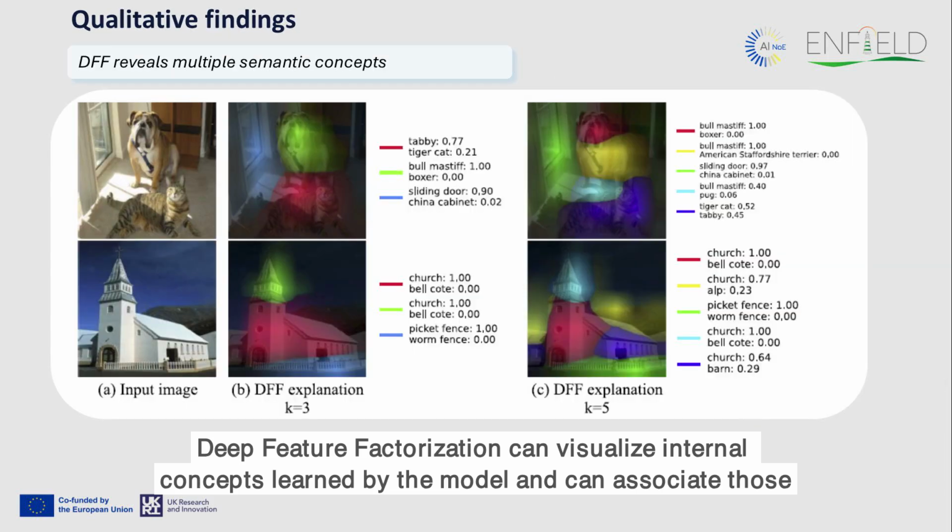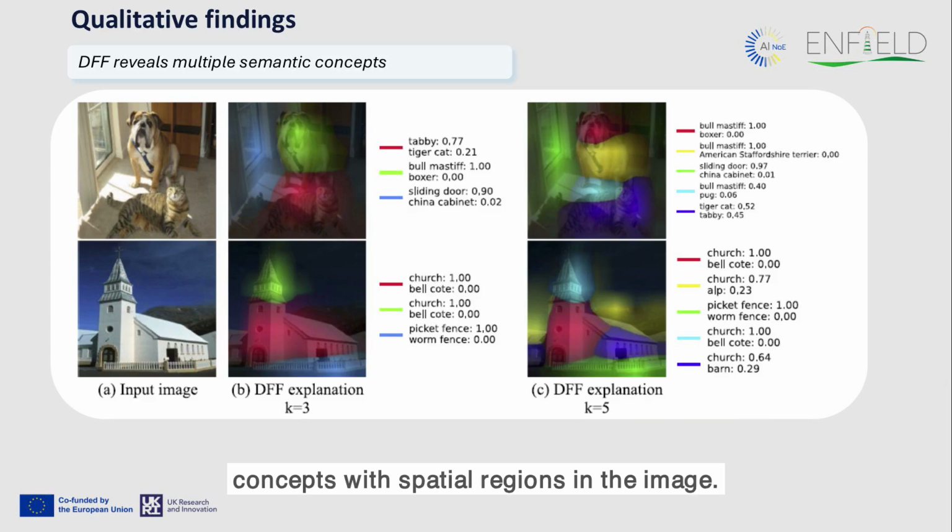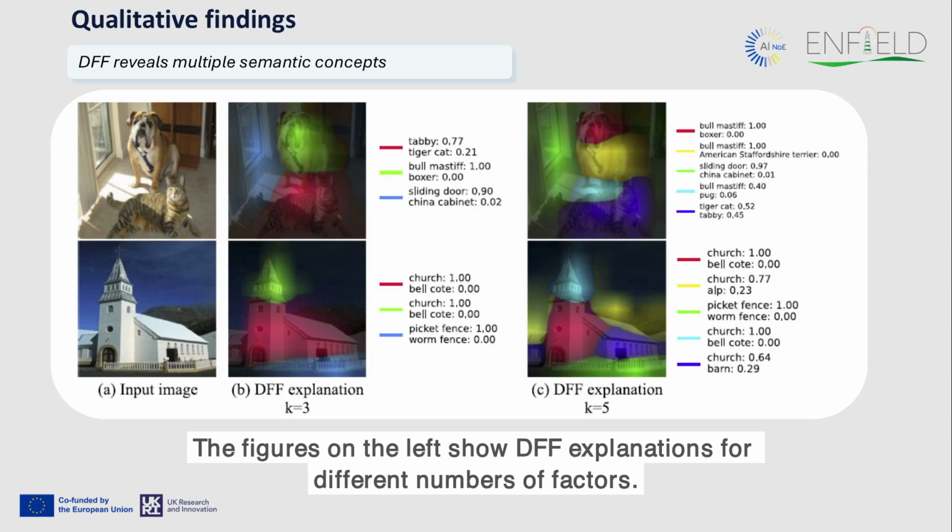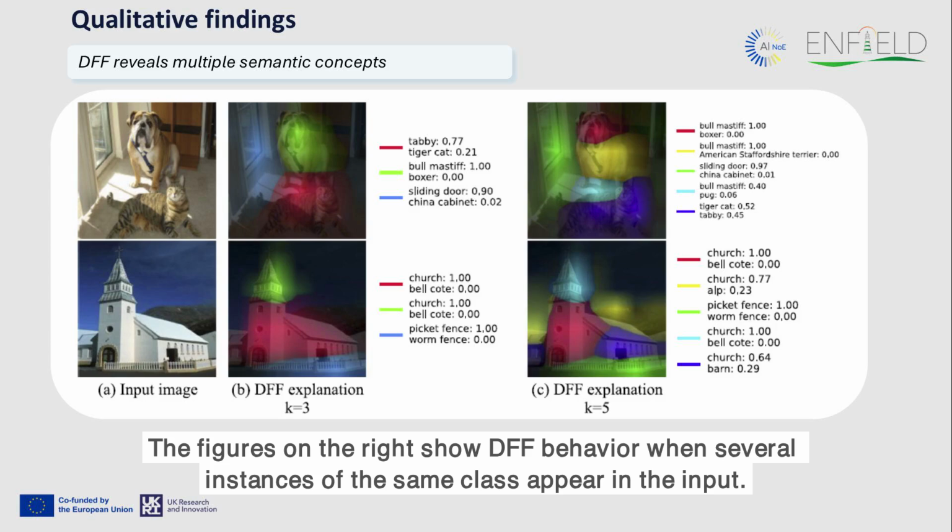Deep feature factorization can visualize internal concepts learned by the model and can associate those concepts with spatial regions in the image. The figures on the left show DFF explanations for different numbers of factors. The figures on the right show DFF behavior when several instances of the same class appear in the input.